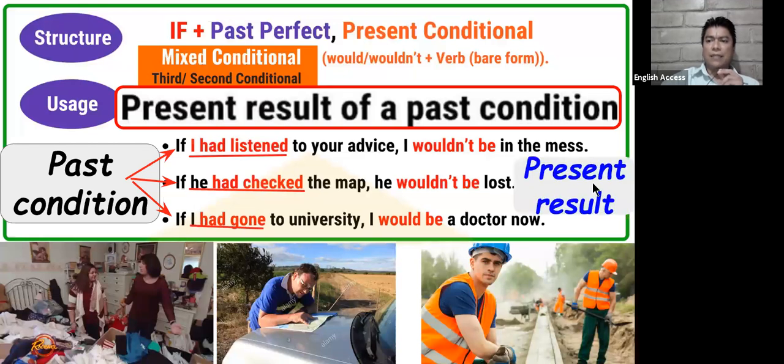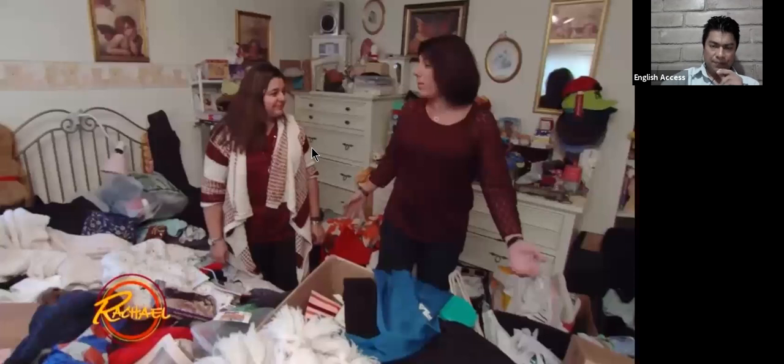And we have the present result. The present result is with would and verb in simple form. Wouldn't be, or would be. That's the present result. Now let's take a look at each of these examples in detail.